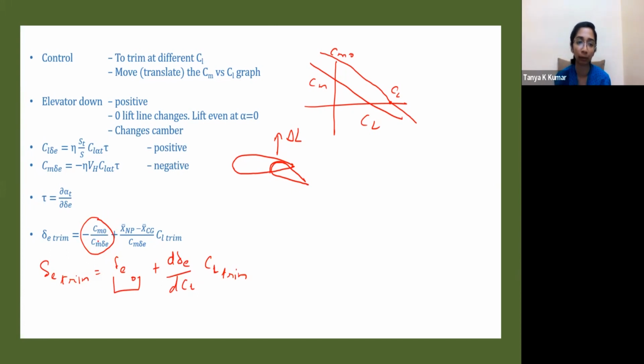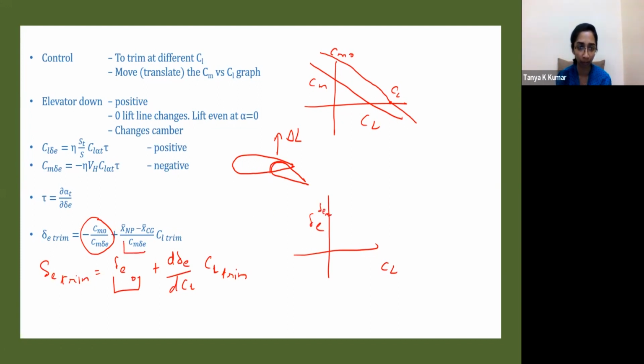Assuming that you have taken CM naught positive, that is, to trim the aircraft at a positive angle of attack, this entire d delta E naught would be positive or negative? Positive. Yes. So if we were to draw the graph, delta E and CL, your intercept would be positive. So delta E naught would be positive.